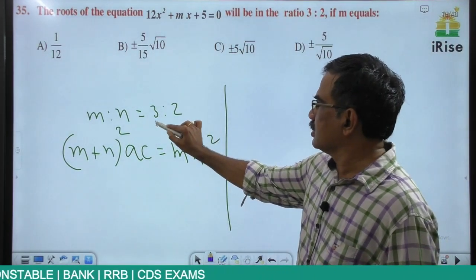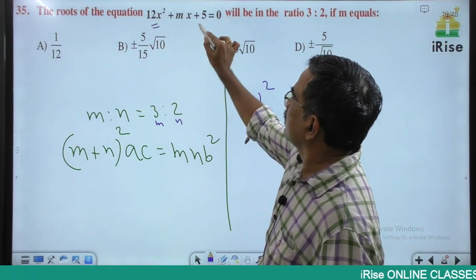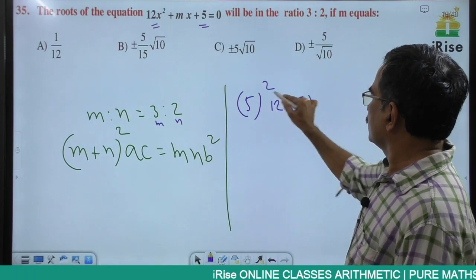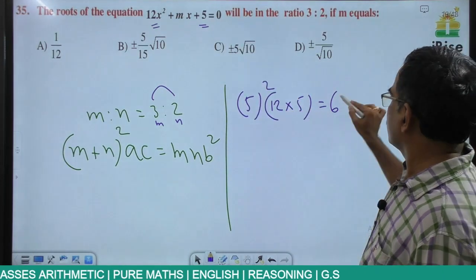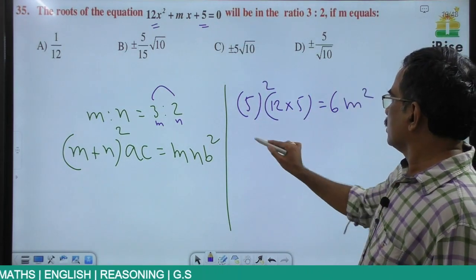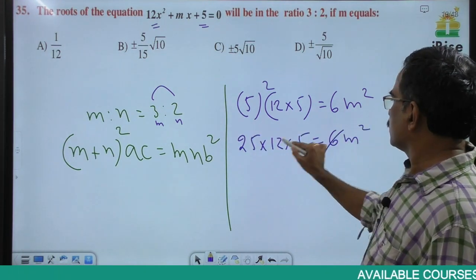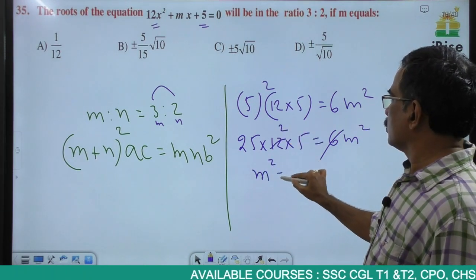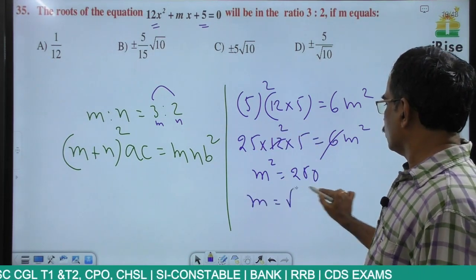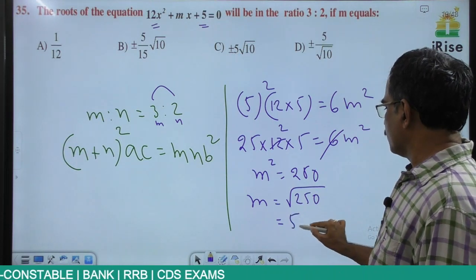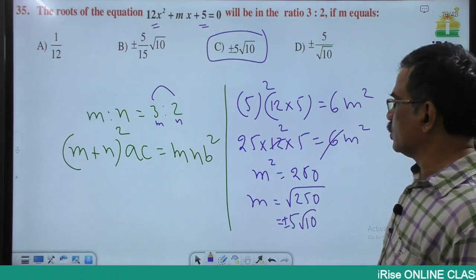m plus n, this is m, this is n, 5 whole square, AC, this is A, this is C, 12 into 5 is equal to m into n, product of these two, 6, b square, b is m square. Okay, this is 25 into 12 into 5 is equal to 6m square. The 6s cancel, m square is equal to 250, 25 into 10, so m is equal to root of 250, which is equal to plus or minus 5 root 10. Answer is plus or minus 5 root 10.